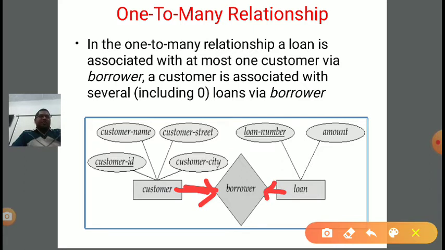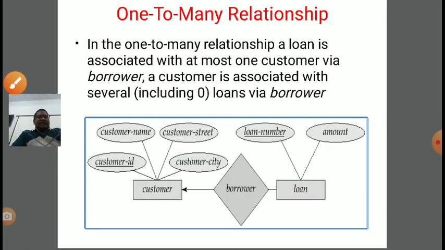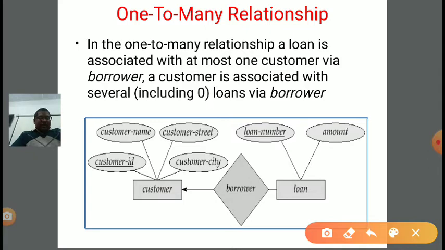Now next is one to many. As the name implies, in a one to many relationship, a loan is associated with at most one customer via borrower, and a customer is associated with several, meaning zero or many, loans via borrower. So if you see, between customer and borrower it is an arrow, which means one, and between borrower and loan there is an undirected line, which means many. So it is a one to many relationship.